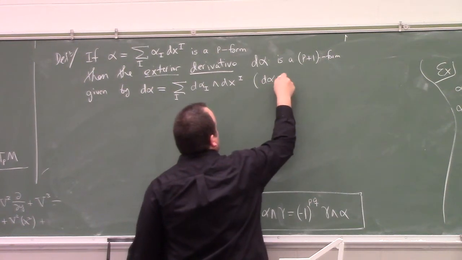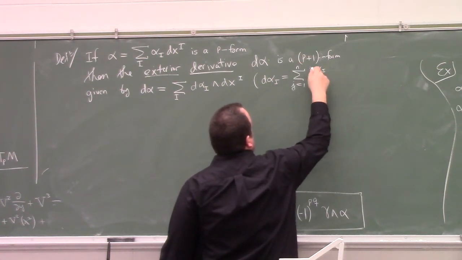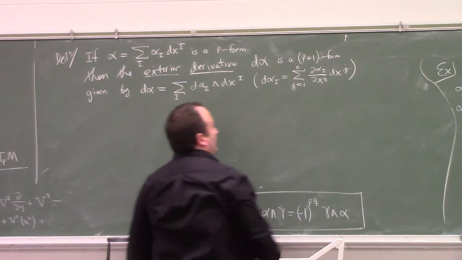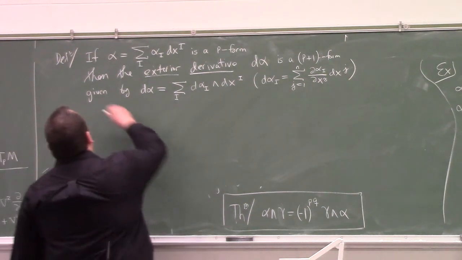d alpha_I, how is that defined? This is the sum, let's say j equals 1 to n, of partial alpha_I over partial x_j, dx_j. This is the differential we talked about in calculus 3. That's the ordinary differential of a function. This rule collapses to the ordinary differential. If you take a function, you take the differential of it, you go from a 0-form to a 1-form. The differential of a function is a 1-form. The differential of a 1-form is a 2-form. The differential of a 2-form is a 3-form, 4-form, and so forth. The reason it's called an exterior derivative is because it starts with one kind of object and gives you another type, right? So this is the exterior derivative.